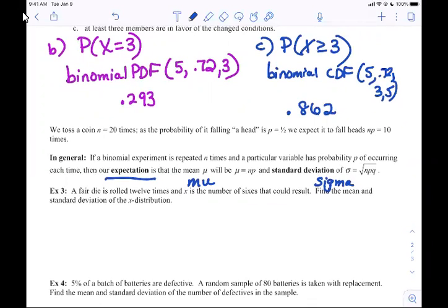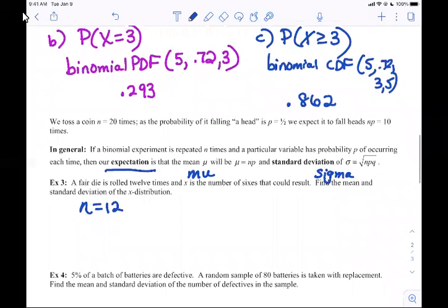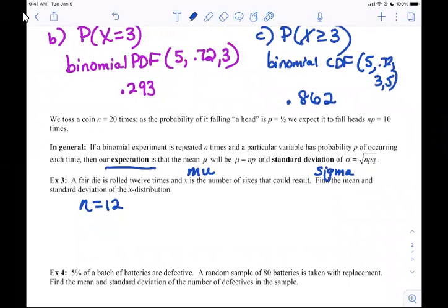A fair die is rolled 12 times, so N is 12. And X is the number of 6s that could result. Find the mean and standard deviation. So P would be the probability of rolling a 6. So what would that be? 1/6. Well, what is Q? The probability of not getting a 6. 5/6. Okay, there we go.